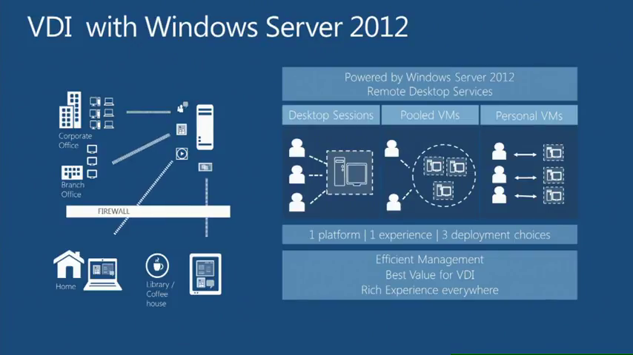Now, the great thing about RDS in Server 2012 is that these three options are available from the same infrastructure. They're available under the same roof. You can have a couple of terminal server farms, a couple of session collections, and then a few pooled VM collections and a personal desktop collection, all supported from the same RDS infrastructure. So let's drill into how we do that.